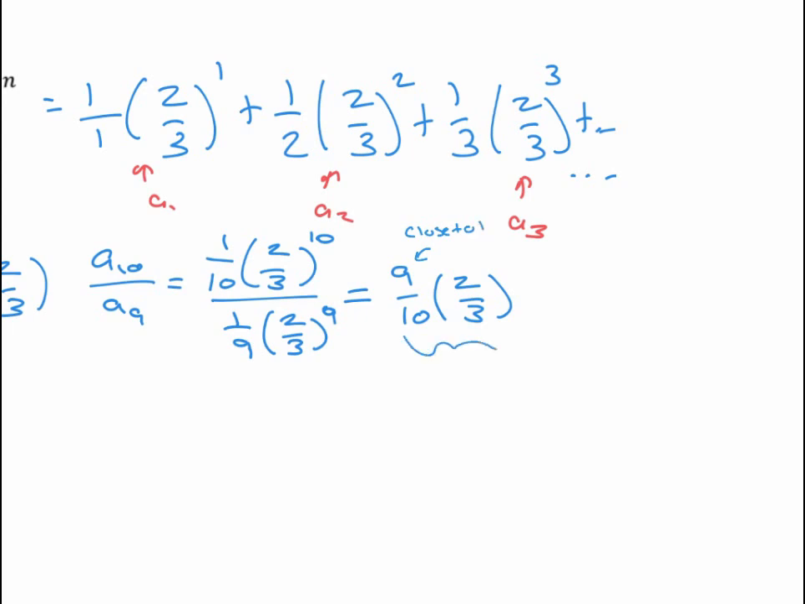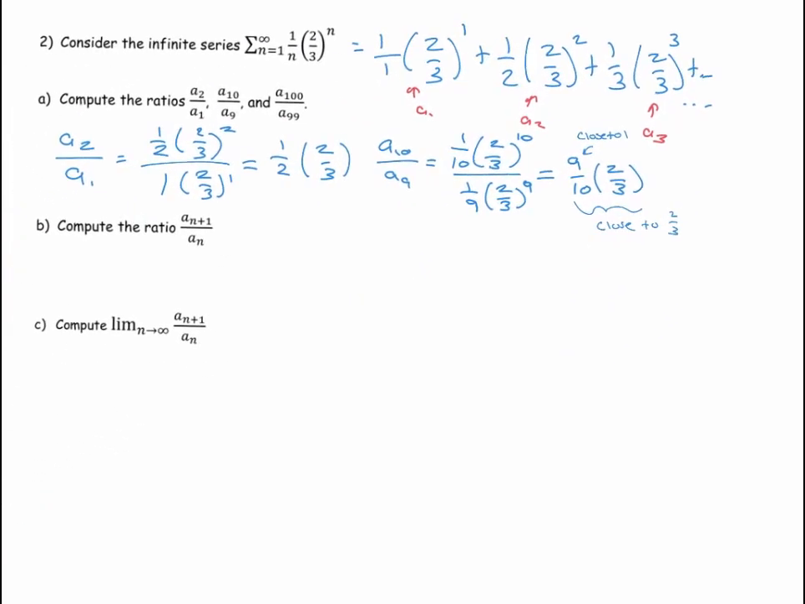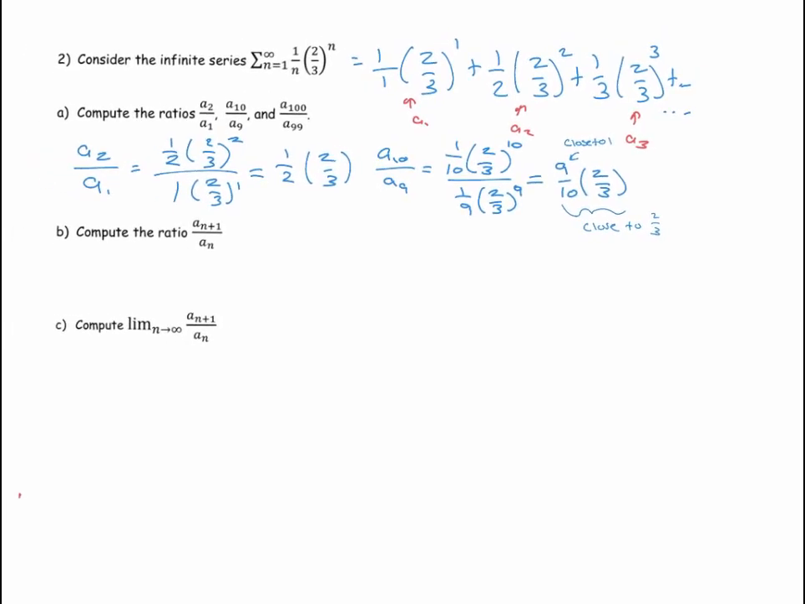Which means that this whole thing is close to 2/3. Okay, it's not exactly equal to 2/3, but it's close. All right, so let's do the 100th term divided by the 99th then. So the 100th term divided by the 99th would be 1/100 times 2/3 to the 100, divided by 1/99 times 2/3 to the 99.